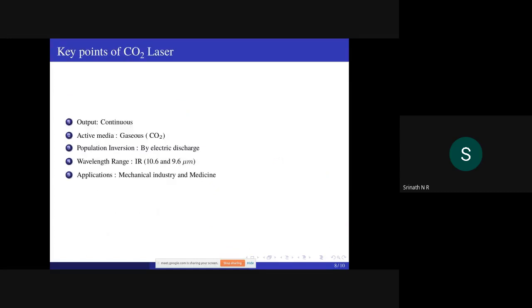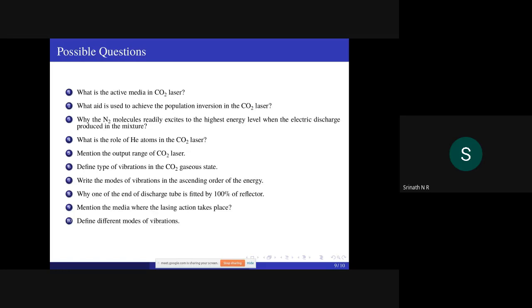Key points of CO2 laser. Output is continuous. Active media is carbon dioxide, nitrogen, and helium atoms. Population inversion is achieved by the mode of electric discharge. Wavelength range: there are two wavelength regions, 10.6 micrometer and 9.6 micrometer. Applications are mainly in the mechanical industry and medicine.